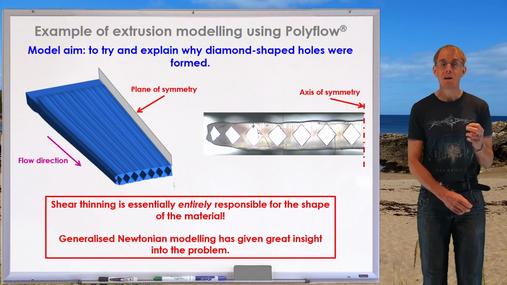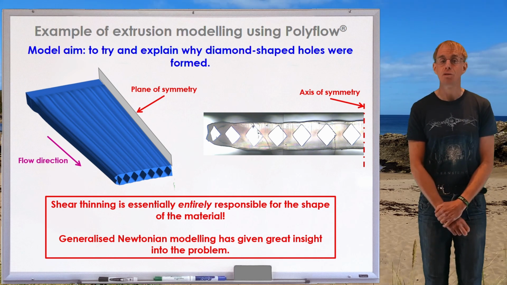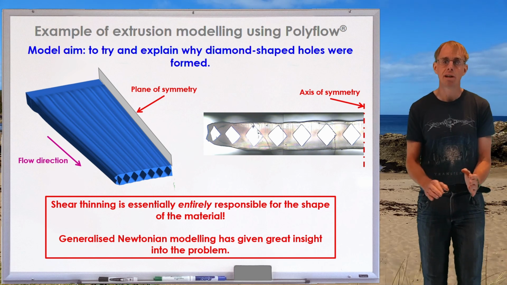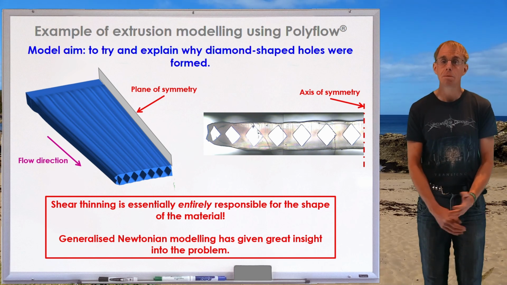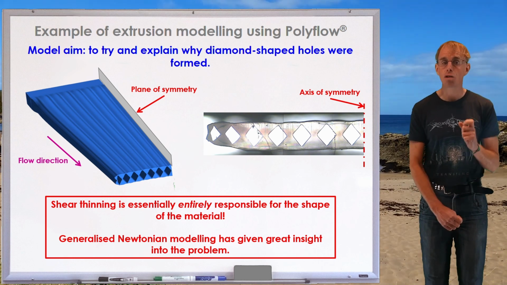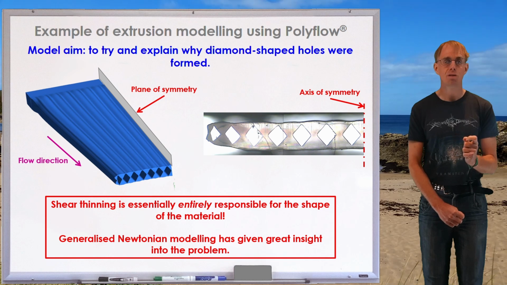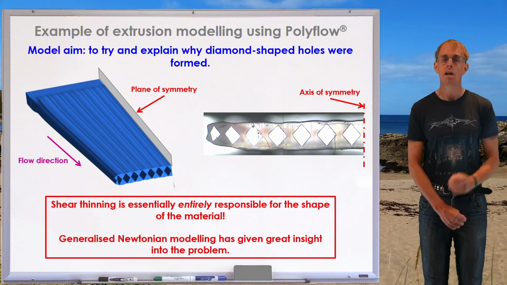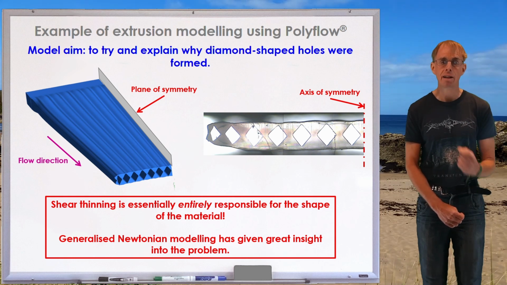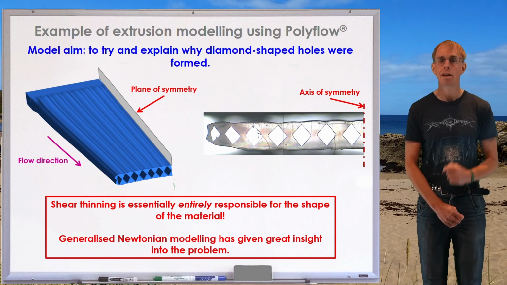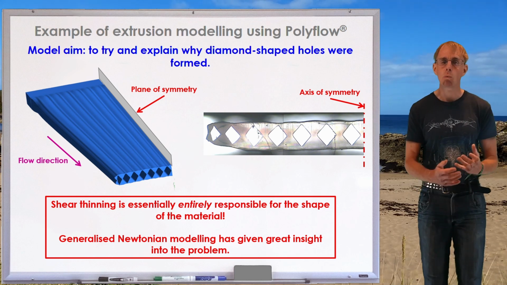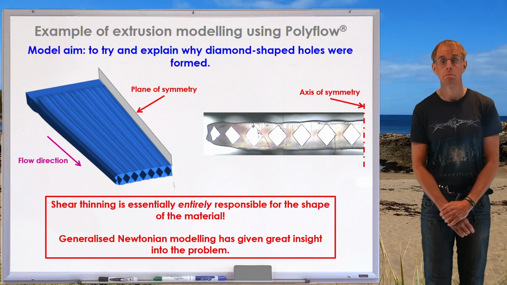And so, to a reasonable level of confidence, we can say this has got absolutely nothing to do with viscoelastic or time-dependent effects. We're completely wrong. It's all shear thinning. And this has all been described to a phenomenal level of accuracy using a generalised Newtonian fluid model that is readily available within a computational code, that is easy to regress to experimental data. And what great insight that was.